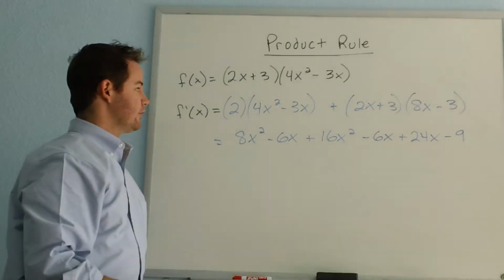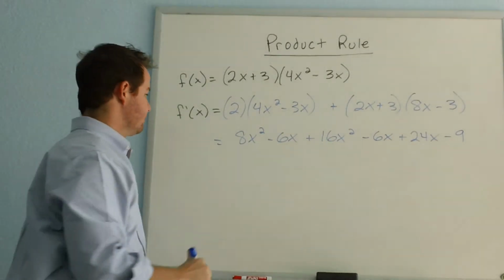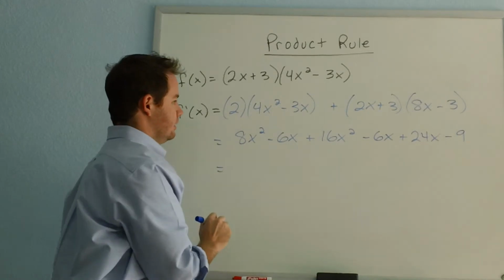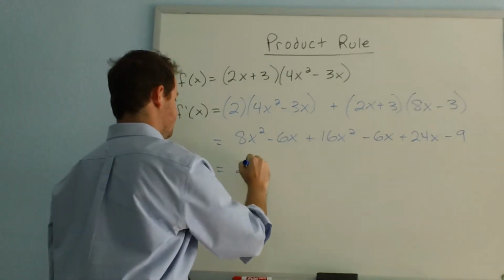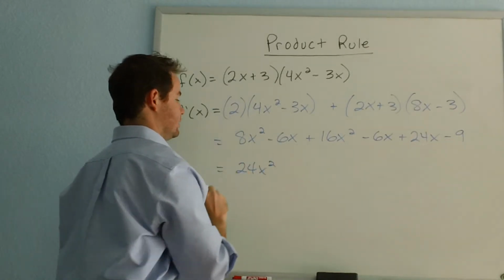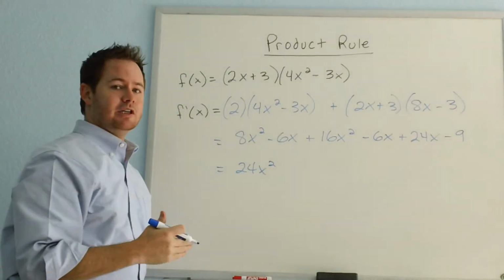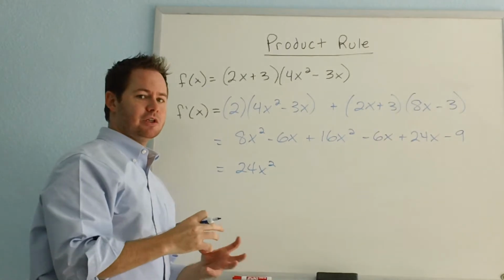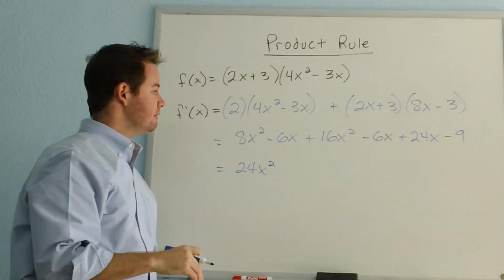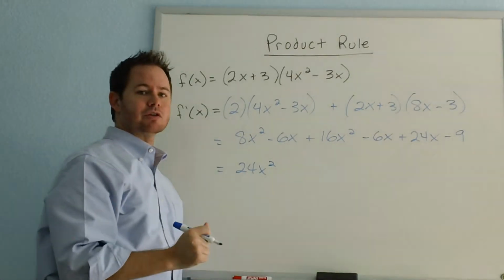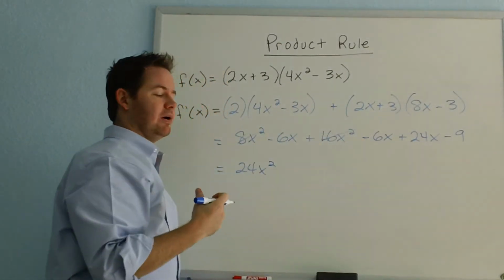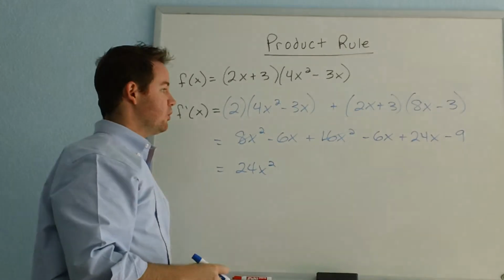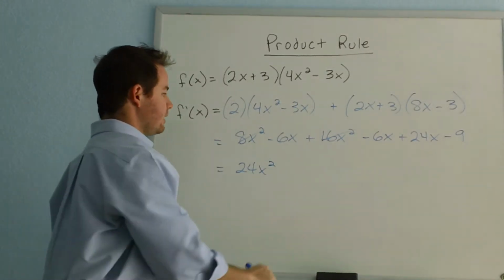Now, to simplify further, we have to combine like terms. 8x squared plus 16x squared will give us 24x squared. And a good technique when combining like terms to make sure that you've kept track of everything accurately is to go ahead and cross out the terms that you have already taken care of, so that you know that you don't have to look at those or evaluate those anymore as you're working through the problem.